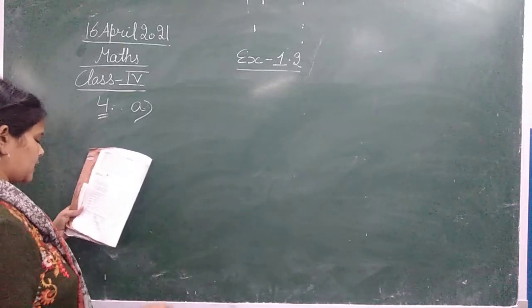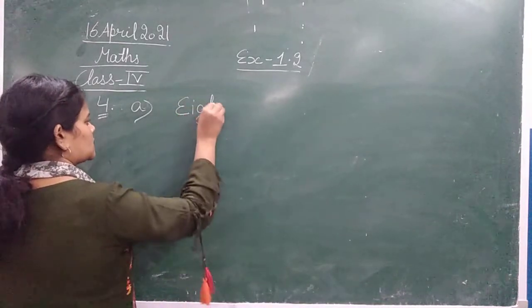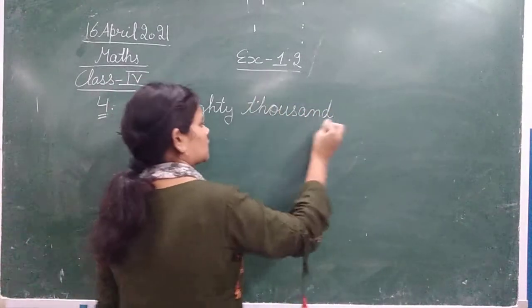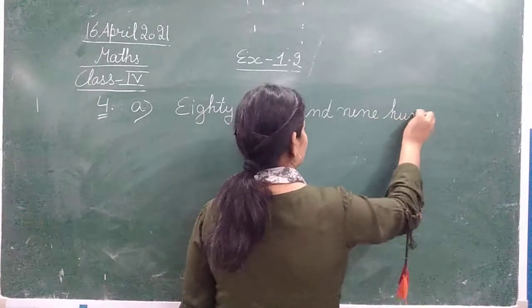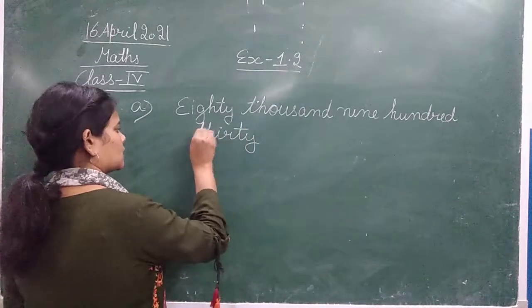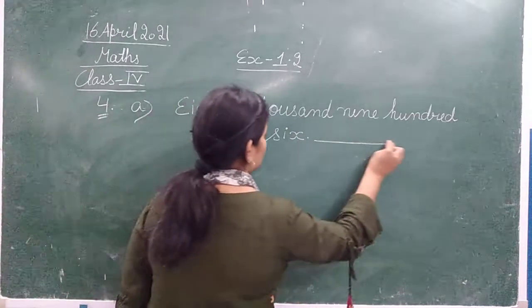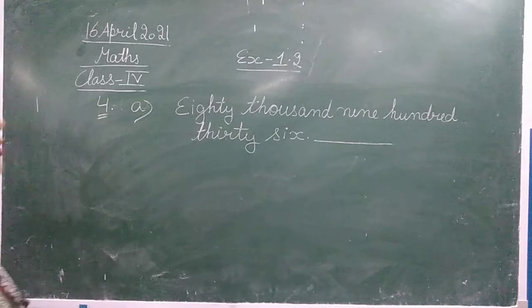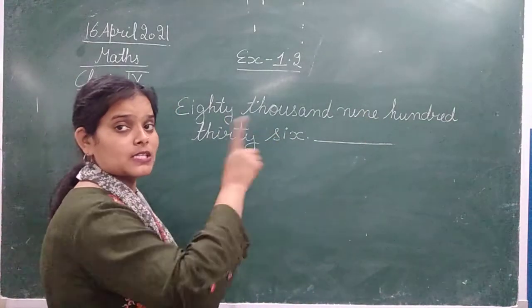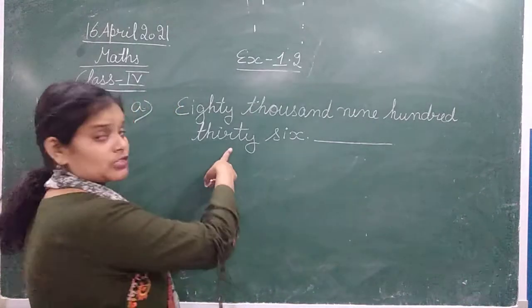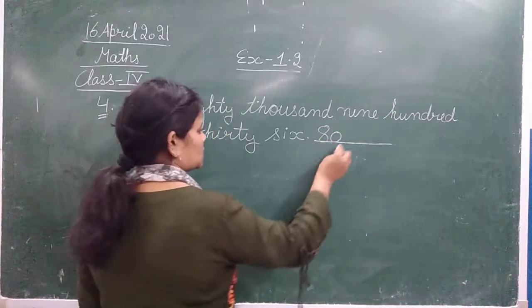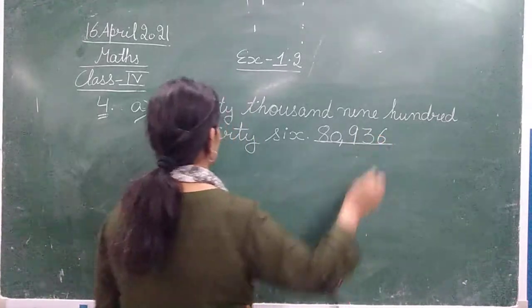The A part is 80,936. हमें ये करना है. So what will be the number for this given number name? तो देखिए, that is 80,000, it has 10,000 place, then 9 is at 100 place, 36, 3 is at 10's place and 6 is at 1's place. So that is 80,936.